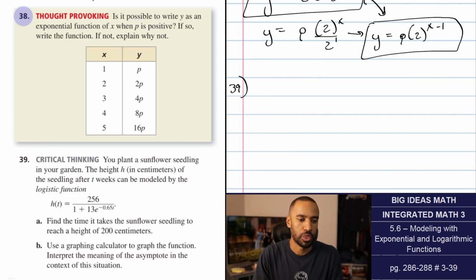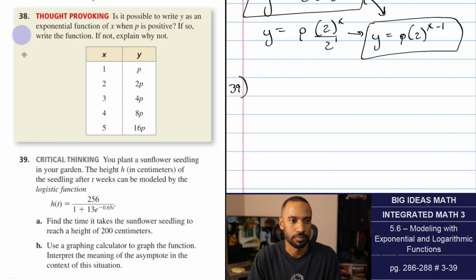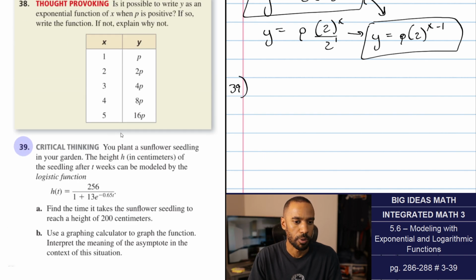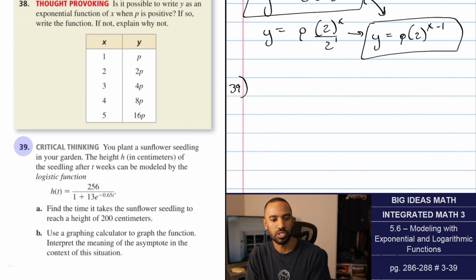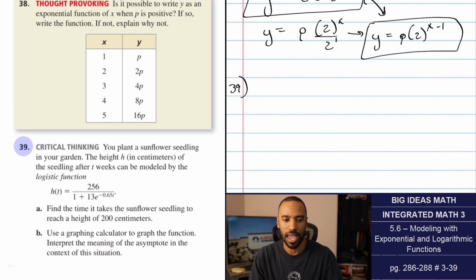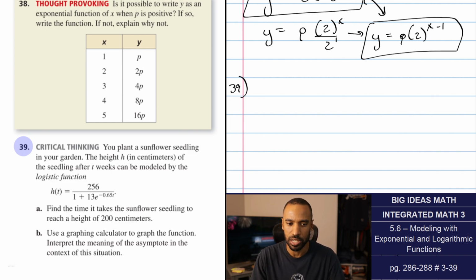All right, the last question, number 39, in critical thinking. Only 2 parts, though. You plant a sunflower seedling in your garden. The height h in centimeters of the seedling after t weeks can be modeled by the logistic function.